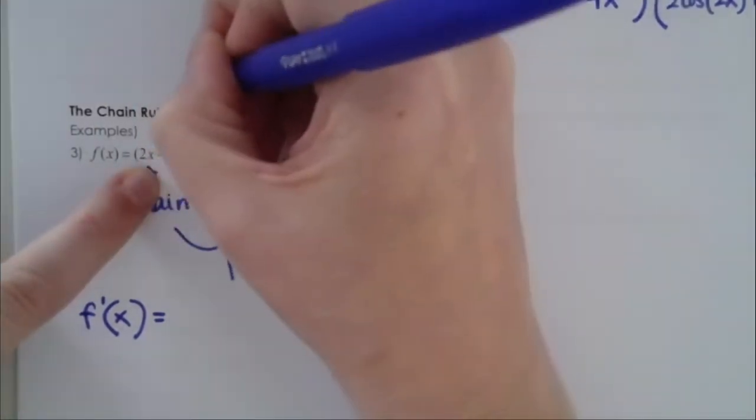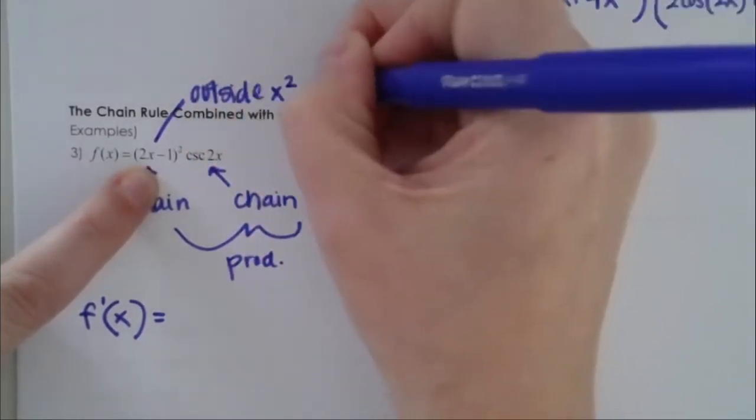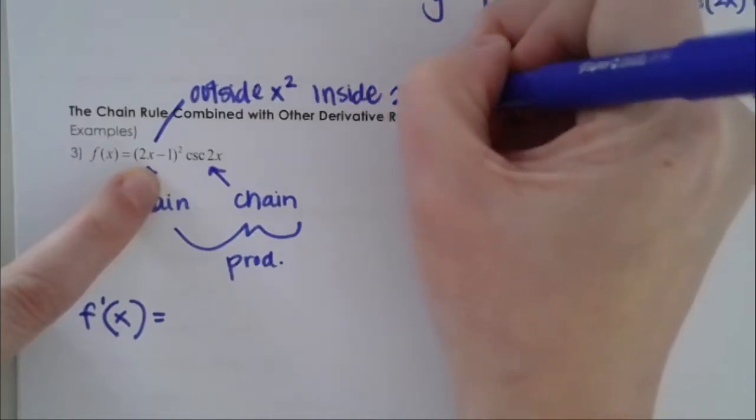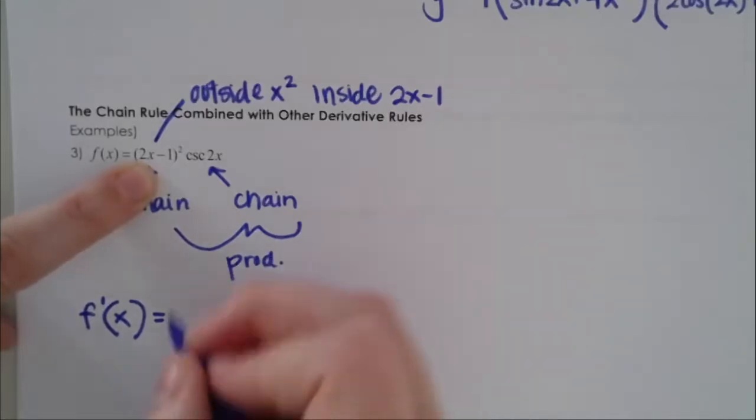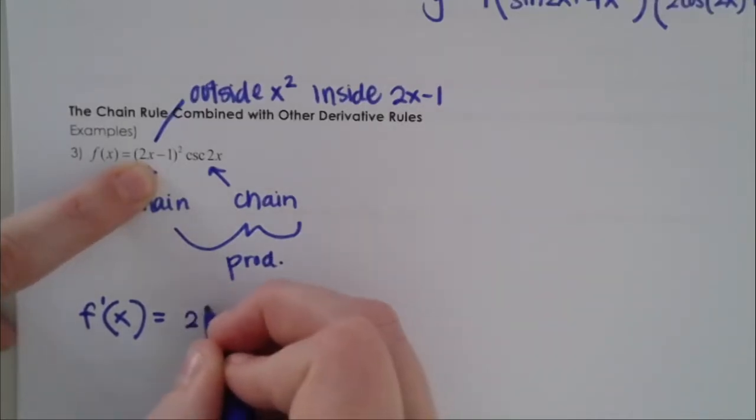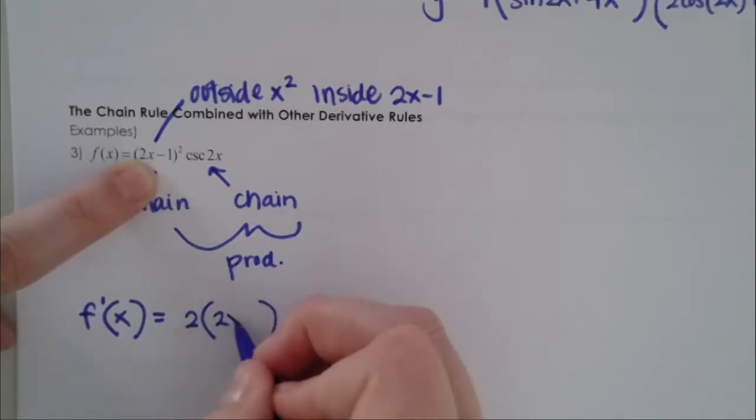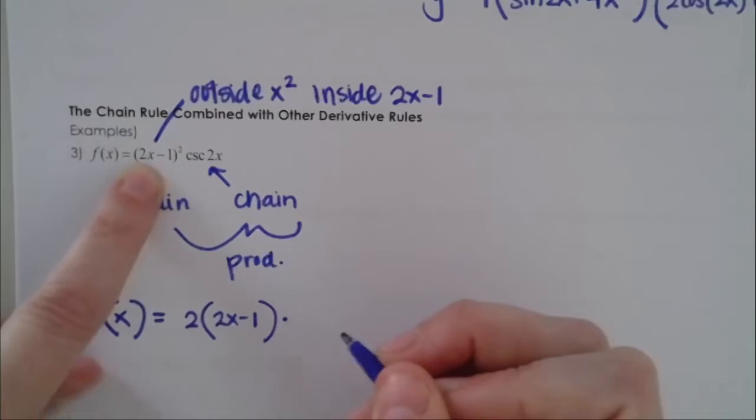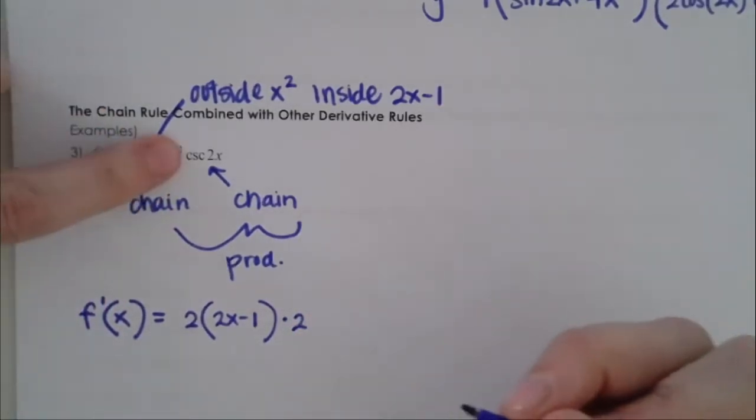Well, the outside of this is x squared. The inside of this is 2x minus 1. So if I take the derivative of the outside, that would be 2 to the power of 1. The inside just stays as is. Times the derivative of the inside, well, that's just 2. Leave the second one alone.